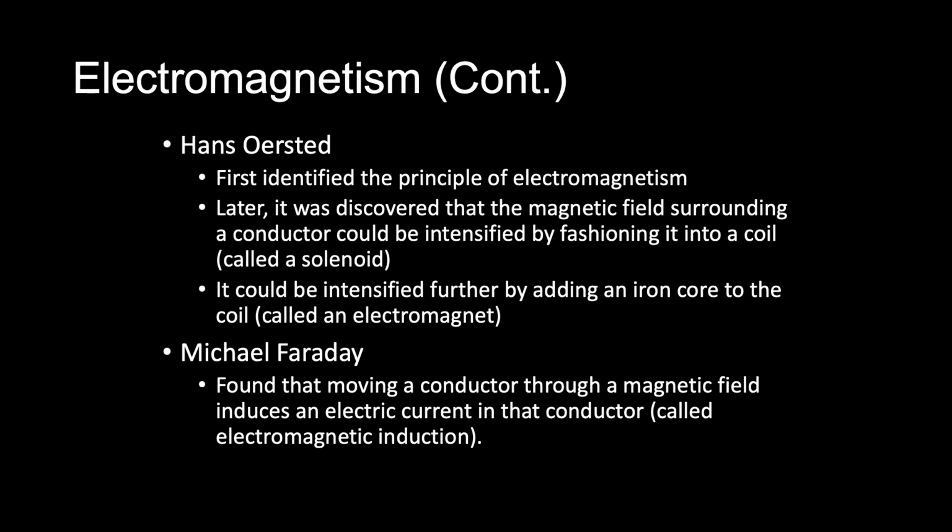Fashioning the conductor into a coil and passing it through the magnetic field increases the induced voltage, and this voltage increases with an increasing number of coils. Increasing the strength of the magnetic field, or the speed with which the conductor is passed through the magnetic field, also increases the induced voltage. So with electromagnetic induction, current may be induced to flow in a conductor by moving that conductor through the magnetic field, or by placing the conductor in a moving magnetic field.